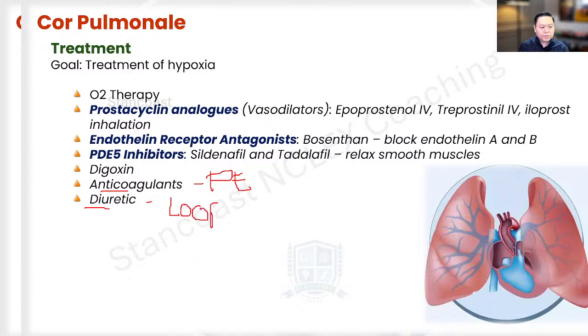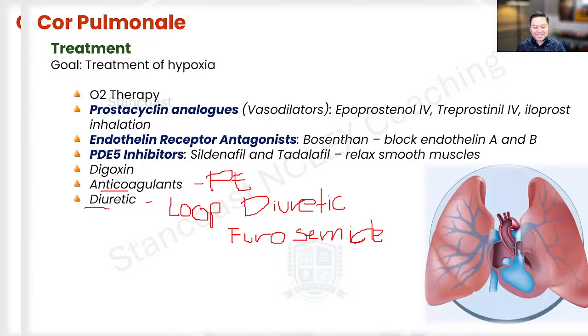Loop diuretic, which is a rapid acting diuretic, such as Lasix or furosemide. This is going to cause excretion of excess fluid in the bloodstream, and will also assist the right side of the heart. It will decrease the strain on the right ventricle. So with that, the patient will really have some improvement.